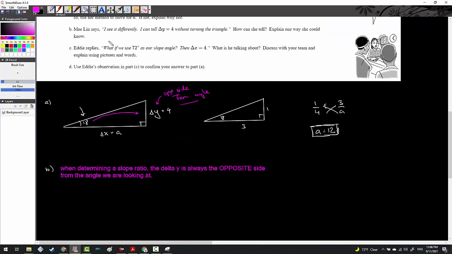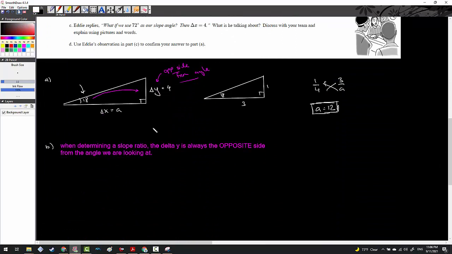And then part C, Eddie now jumps in and says, what if we use 72 degrees as our slope angle? And then that means delta x is 4. So here's what Eddie is seeing. If we use 72 degrees, he may or may not be reorienting the triangle, but he puts the 72 degrees here. And then that means that delta x is equal to 4, and delta y is now the mystery. So from here, what is he talking about? What he's seeing is instead, he's looking at the other angle, and he's looking at the side next to it.